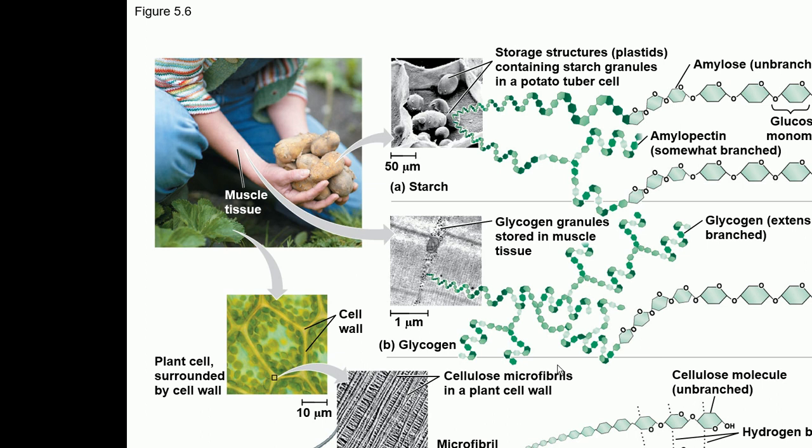And the third kind, so these were starch and glycogen. These are storage forms of polysaccharides: starch in plants and glycogen in animals. And the next category of polysaccharides we will be discussing is structural polysaccharides, and cellulose is a typical example of a structural polysaccharide.